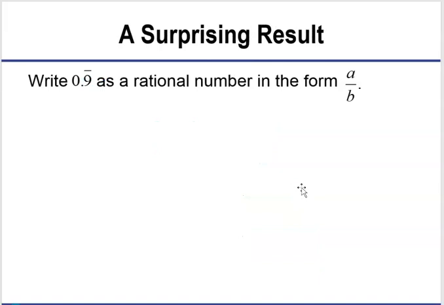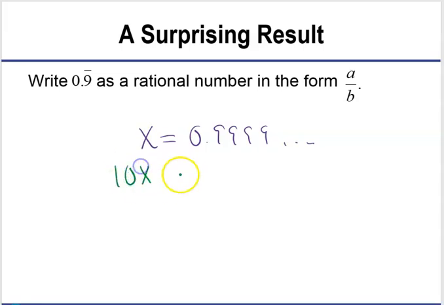Okay, now here's the surprising result. This is fun. So we're supposed to write 0.999 repeating as a rational number in the form a over b. Now let's do it by hand just to practice the process. So we would say x is equal to 0.9999, and that goes on forever. Remember what we're supposed to do? The repetend is just one digit, so we're going to multiply both sides by 10 to the first, because there's just one digit. So that would give us 10x is equal to 9.999, repeating forever.